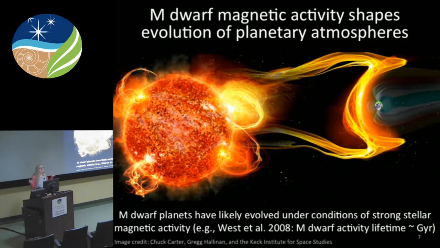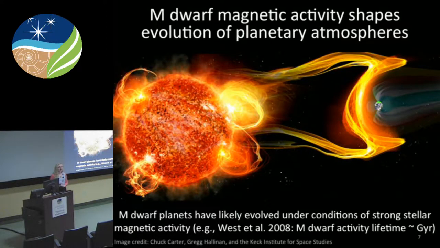Now, stars with a convective outer layer, so F, G, K, and M dwarfs, the smaller types of stars, including the Sun, they tend to be born with strong magnetic fields and strong magnetic activity. This is because they're born rotating fairly rapidly, and the rotation powers a strong magnetic dynamo. But over time, as material flows off of the star, that material interacts with the star's magnetic field and causes it to slow down. However, there's evidence that M dwarfs don't slow down for a very long time.